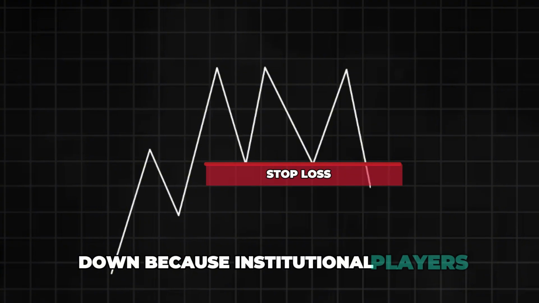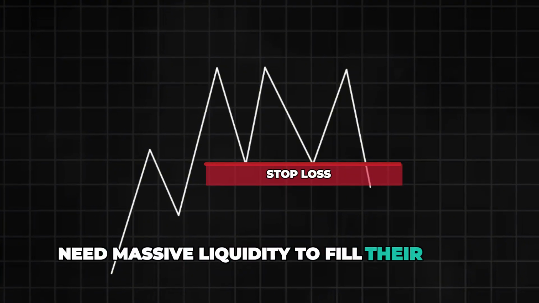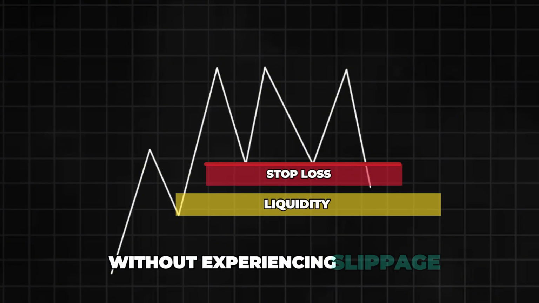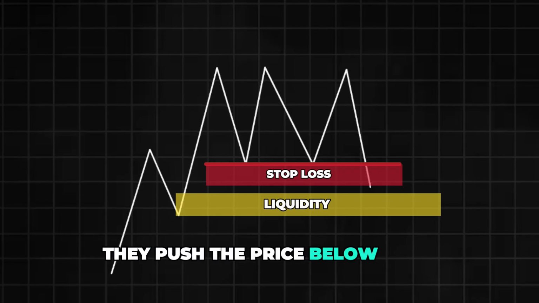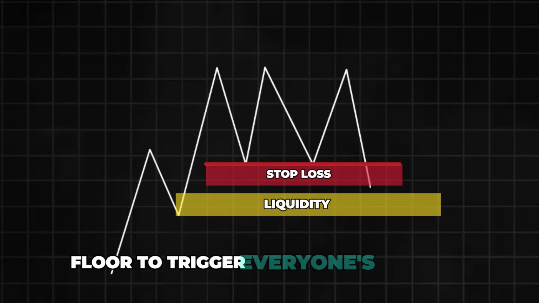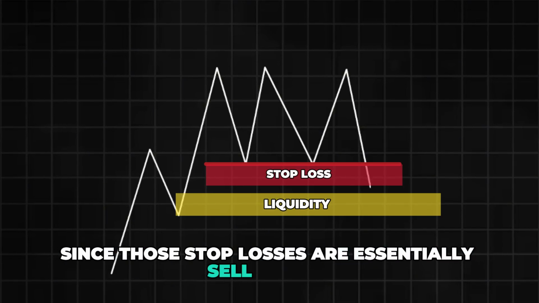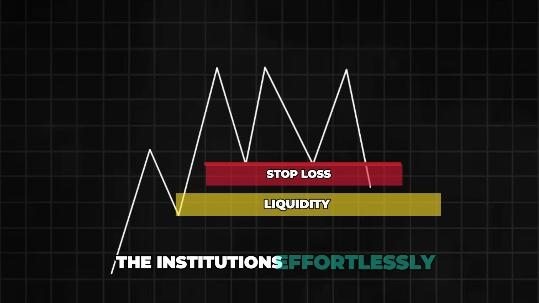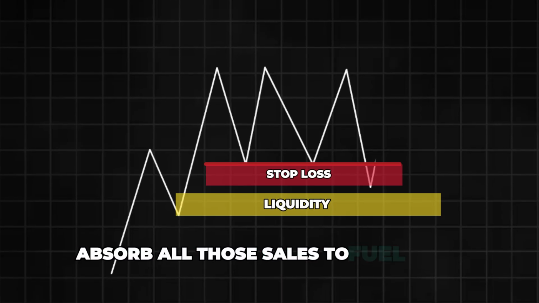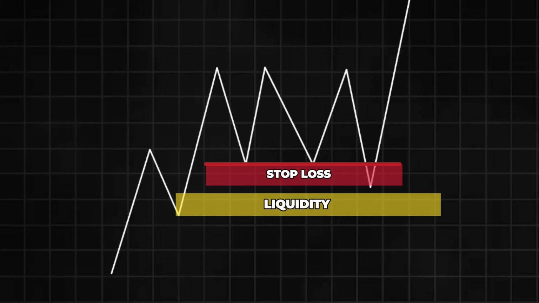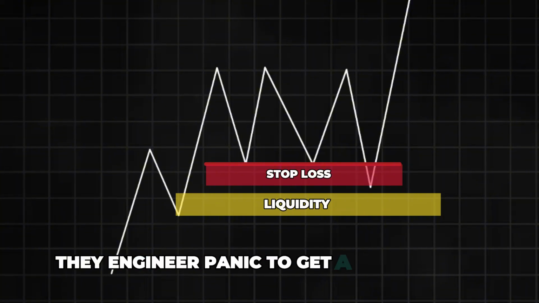Because institutional players need massive liquidity to fill their huge orders without experiencing slippage, they push the price below that perfectly flat floor to trigger everyone's stop-loss. Since those stop-losses are essentially sell orders, the institutions effortlessly absorb all those sales to fuel their massive long positions. They engineer panic to get a better price.